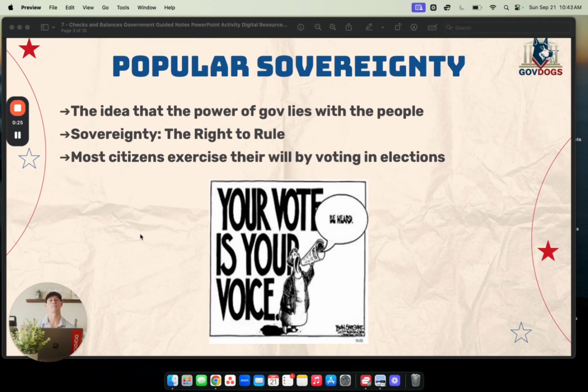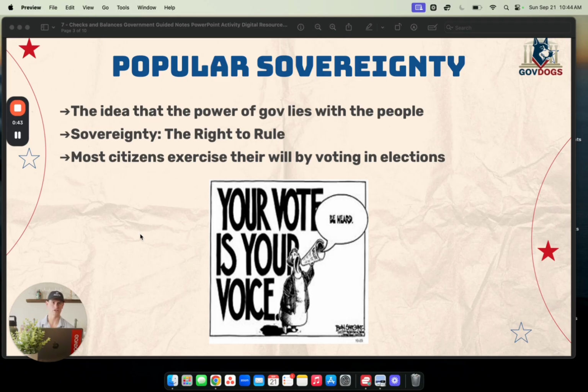Popular sovereignty, right? Popular sounds like population. Sovereignty is freedom, so the idea that the power of the government lies within the people. Sovereignty is the right to rule. Most citizens exercise their vote or their will by voting in elections. So popular sovereignty is the idea that the government gets their power from the people.